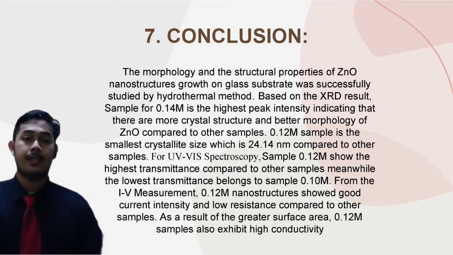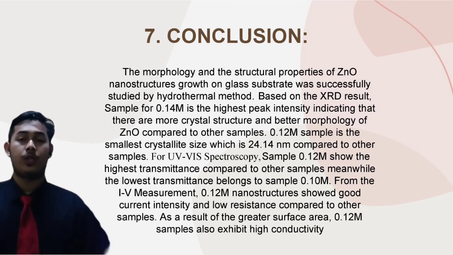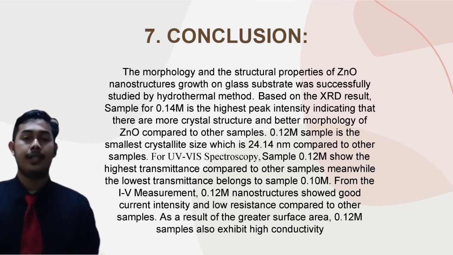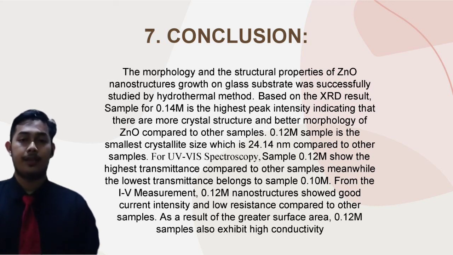For UV-VIS spectroscopy, sample 0.12 shows the highest transmittance compared to other samples. Meanwhile, the lowest transmittance belongs to sample 0.10 M. From the IV measurement, 0.12 M nanostructure shows good current intensity, low resistance, and exhibits high conductivity because of greater surface area.